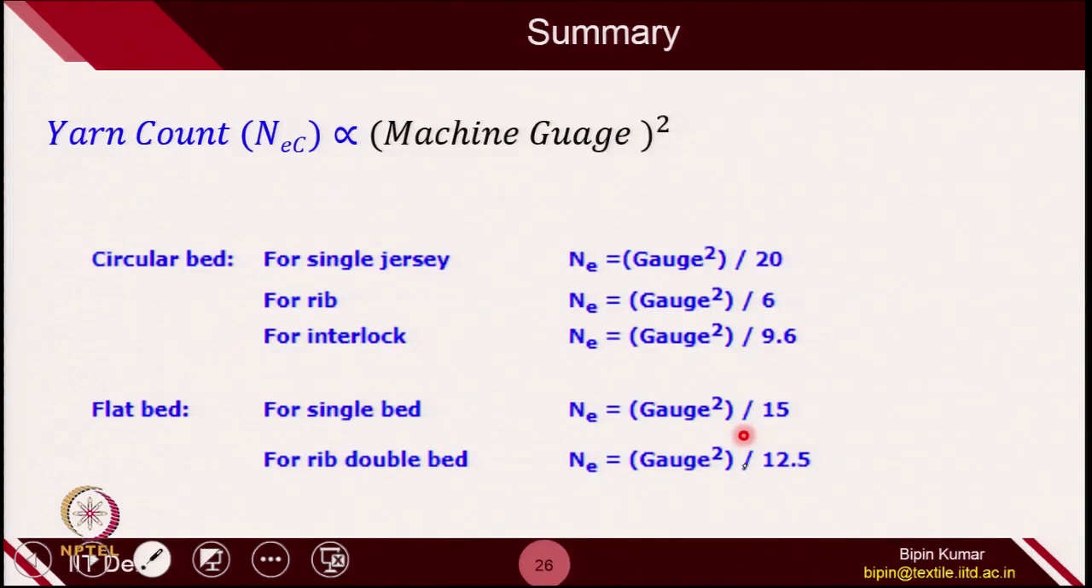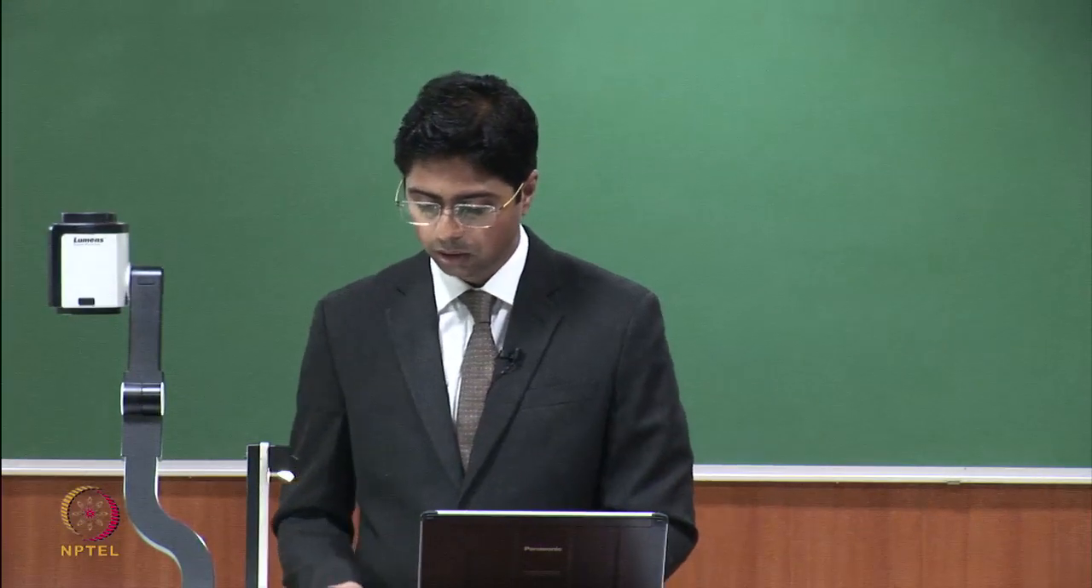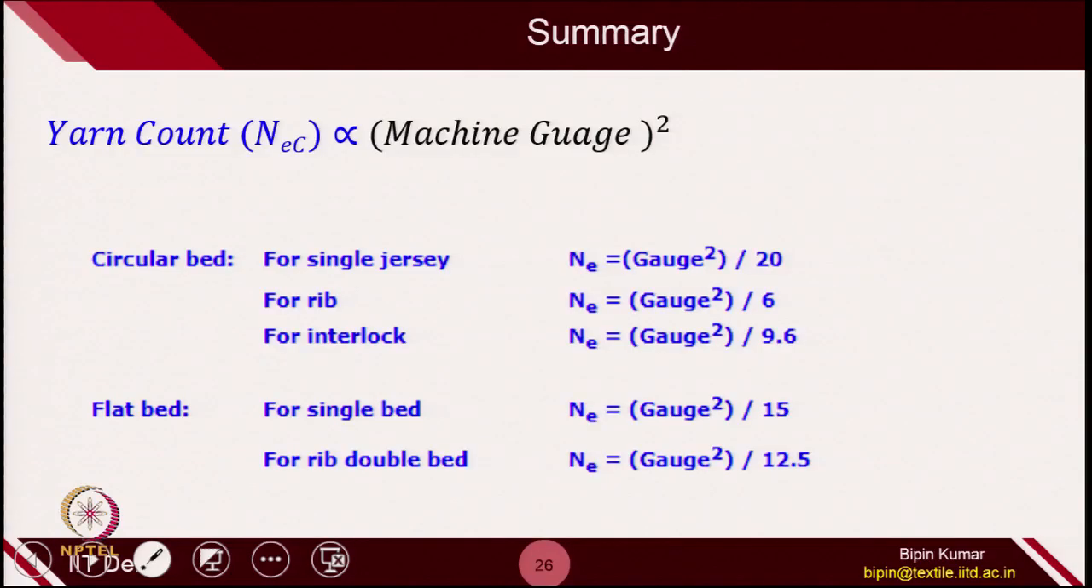Again, just a small summary: we have seen how this small relationship is useful in selecting the right count for a particular machine. In the next class, we will look at some other relationships related to production, which are also very useful in finding out how much fabric we can produce on the machine. This is also important from the manufacturing point of view.